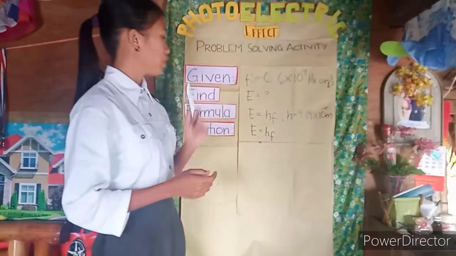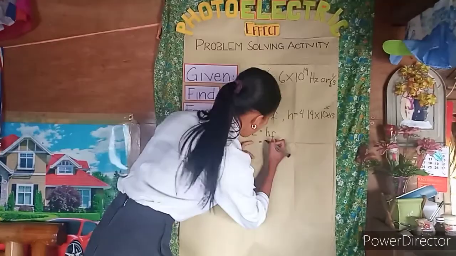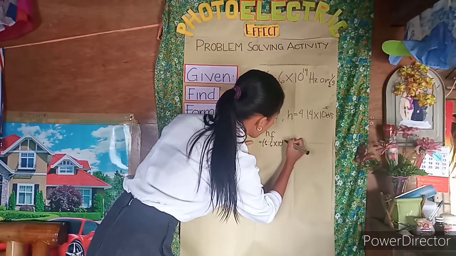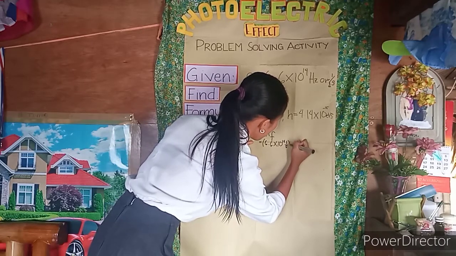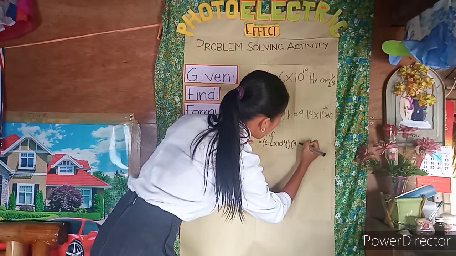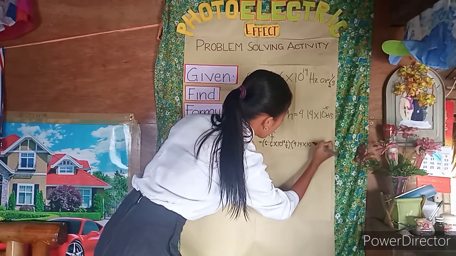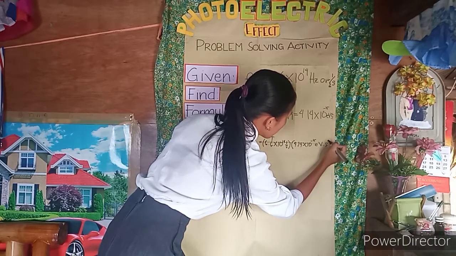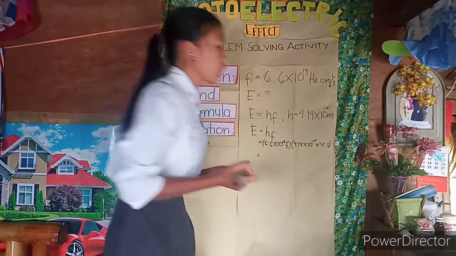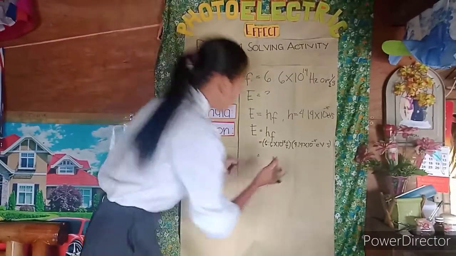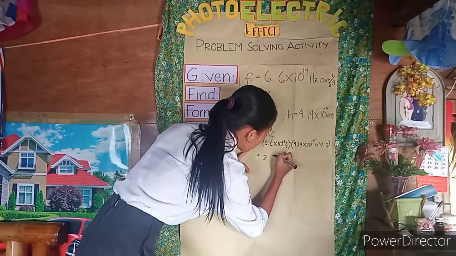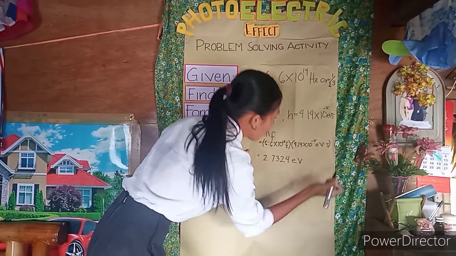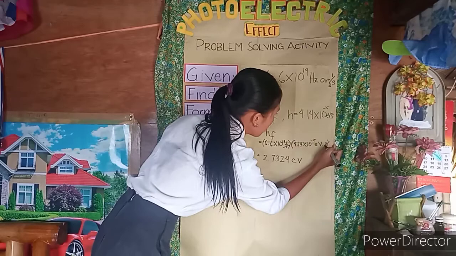Substituting the values for the frequency and the Planck's constant, we will have here 6.6 times 10 raised to 14 1/second times 4.14 times 10 raised to negative 15 electron volt times second. If we are going to calculate this, we will have a value of 2.7324 electron volts, where we are going to cancel the unit per second here and here.